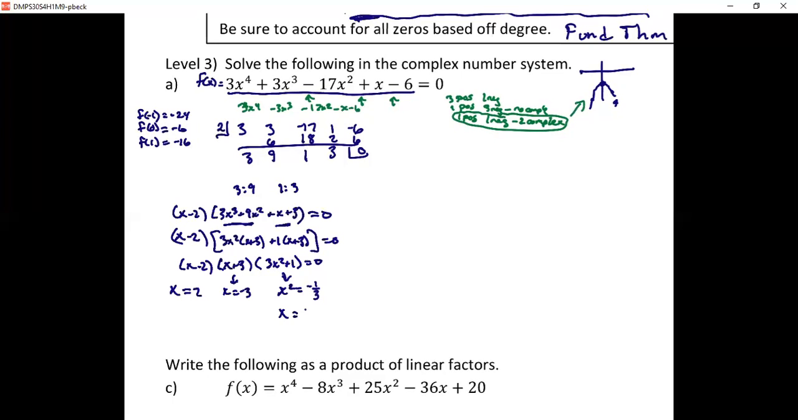So x would equal plus or minus the square root of negative 1/3, which if we rationalize by multiplying by the square root of 3 over 3, we will get i square root of 3 over 3, plus or minus. So we have now accounted for all of our different solutions. We have all 4. And if you notice, 1 positive, 1 negative, 2 complex solutions.